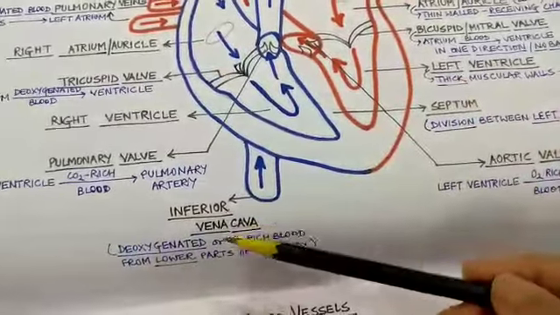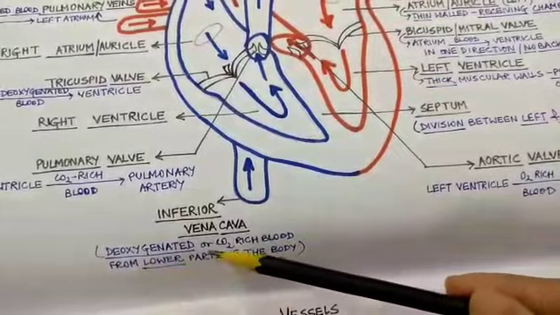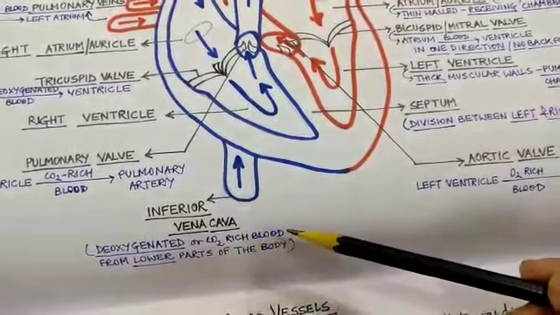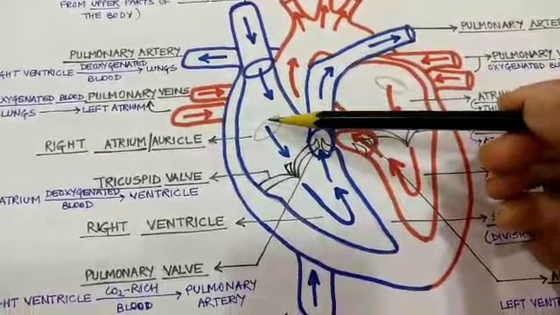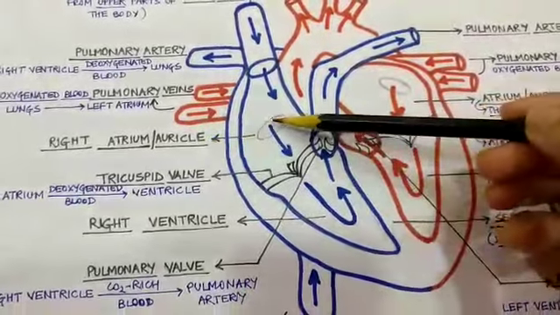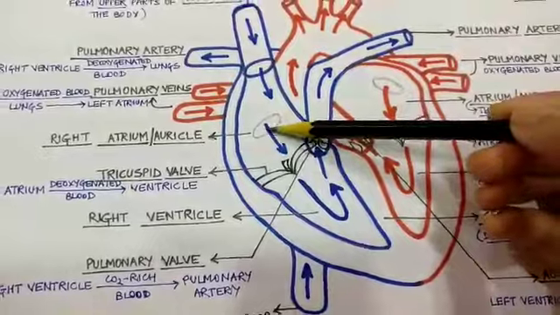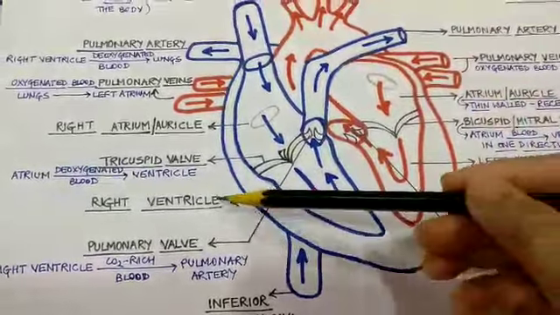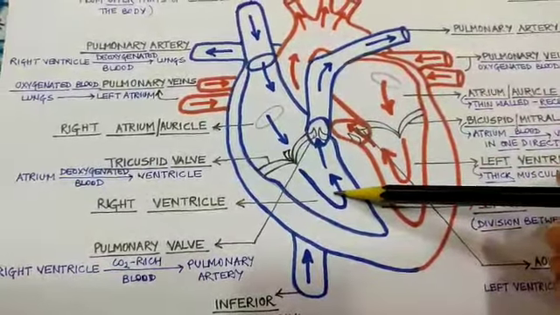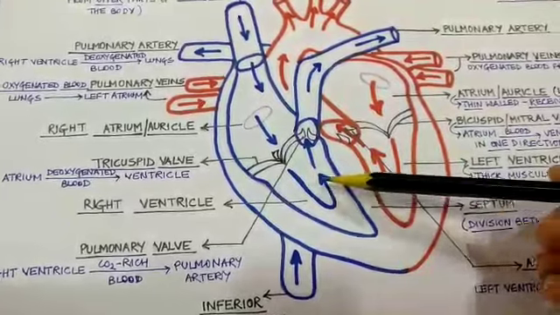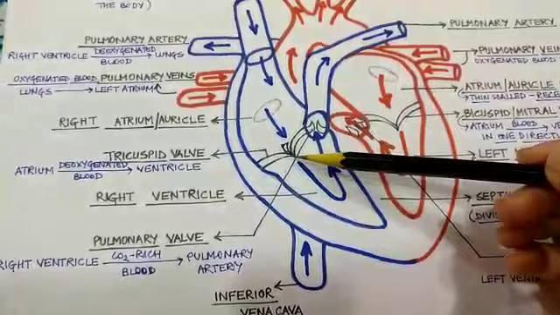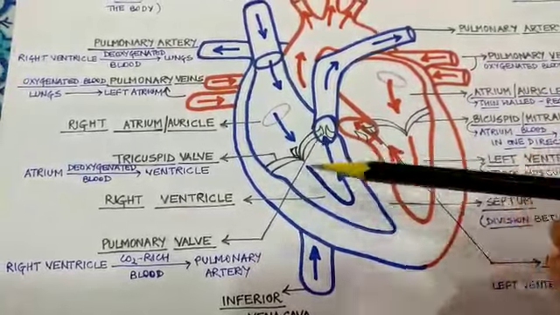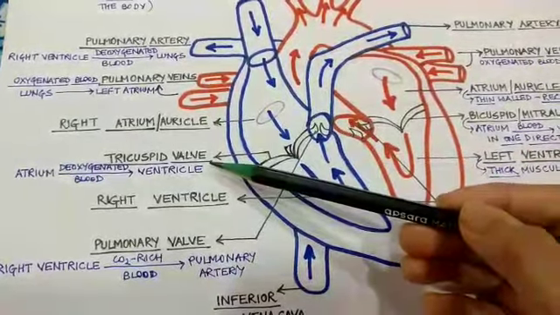Likewise, the inferior vena cava brings deoxygenated blood, or carbon dioxide rich blood, from the lower parts of the body again to the upper right chamber, which is the right atrium or auricle. Now from here it moves down to the right ventricle, that is the corresponding lower chamber. Now as you can see, there is a valve present here. This valve, as you're already familiar from my previous videos, is the tricuspid valve, right?